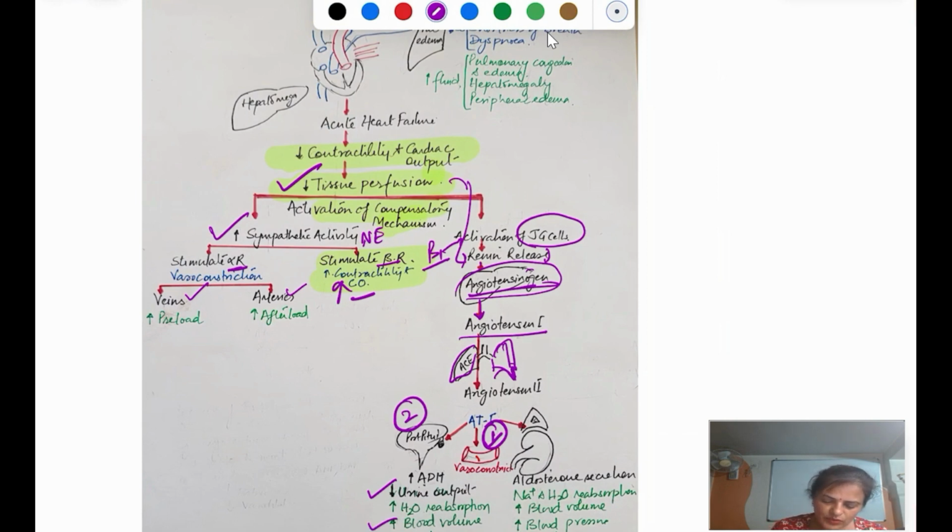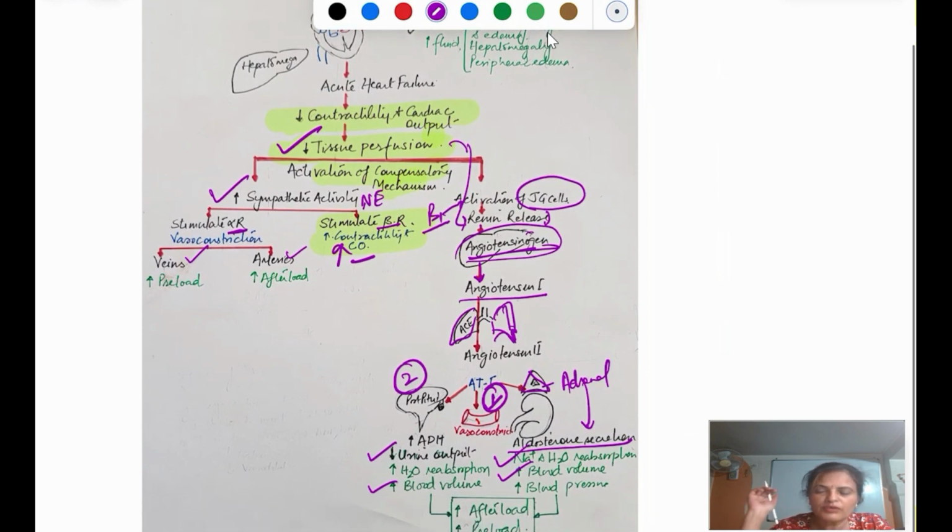Third thing is, these AT receptors are also present on the, what is this? The adrenal gland, the cortex of the adrenal gland. So from there what will happen? Aldosterone secretion will be there. And this aldosterone is going to exert an important action, especially sodium and water retention. That is going to increase the blood volume, and ultimately there is an increase in blood pressure.